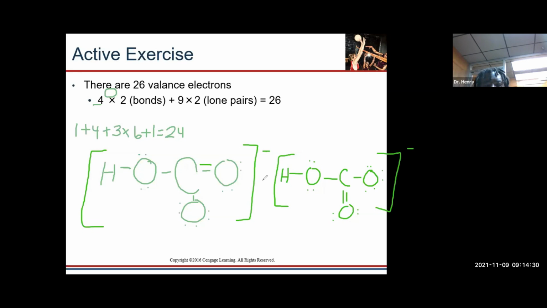So these guys would be called resonant structures to each other, right? And so we usually just draw an arrow between the two to represent that these are two resonant structures of each other, just because we know that electrons are always moving, okay? And so you'll have electrons that will be moving that will be forming those resonant structures that exist. Does that make sense?